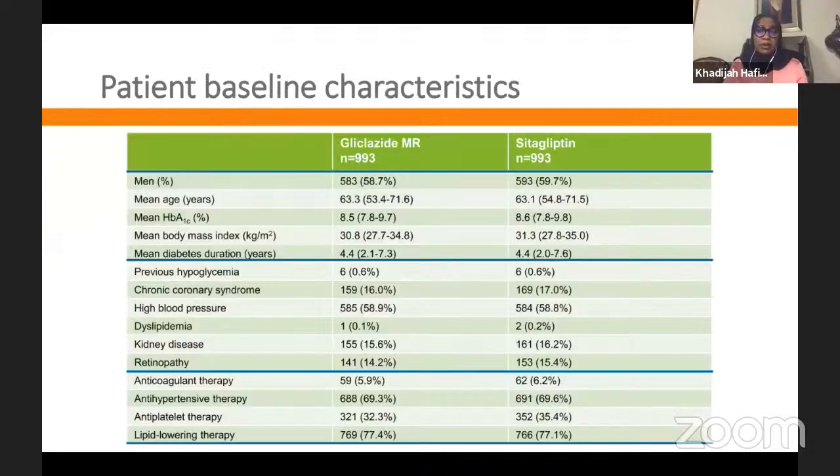So let's look at their baseline characteristics. Roughly 60% were male, and their mean age was around 63 years. They had suboptimal glycemic control with hemoglobin A1Cs at 8.5%. They were an obese population with a mean BMI of 30, and they had a short duration of diabetes of approximately 4 years. Majority of them had other comorbidities. You can see that almost 60% of this population had high blood pressure. About 15% also had evidence of microvascular complications in the form of retinopathy and kidney disease.